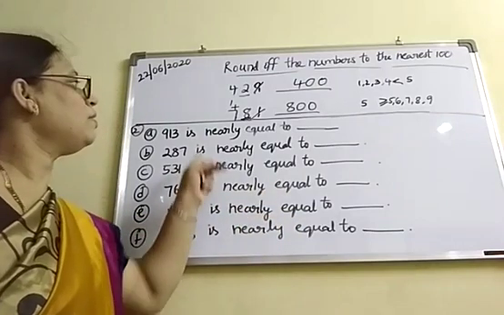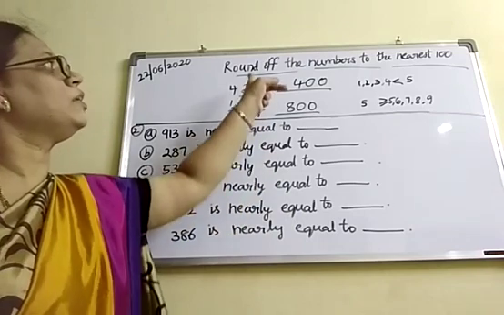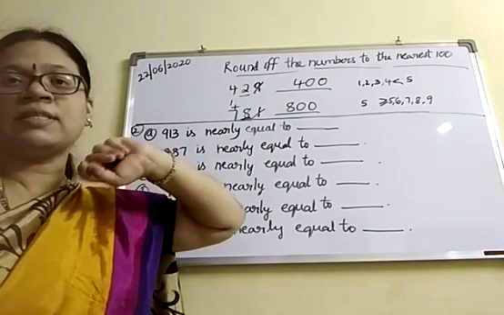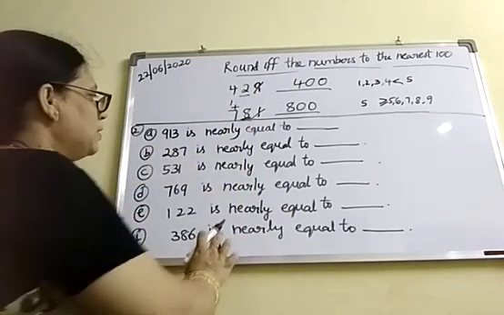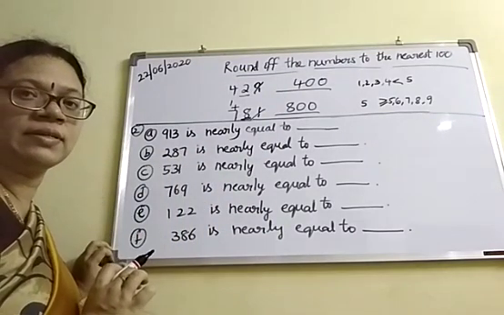Now we will do the exercise problems. Already in the division time you have written the rounding of numbers to the nearest tens. Now we are going to write the rounding of numbers to the nearest hundreds. Okay.